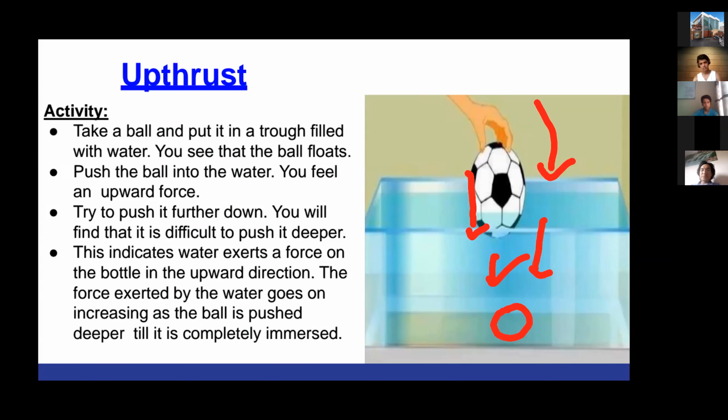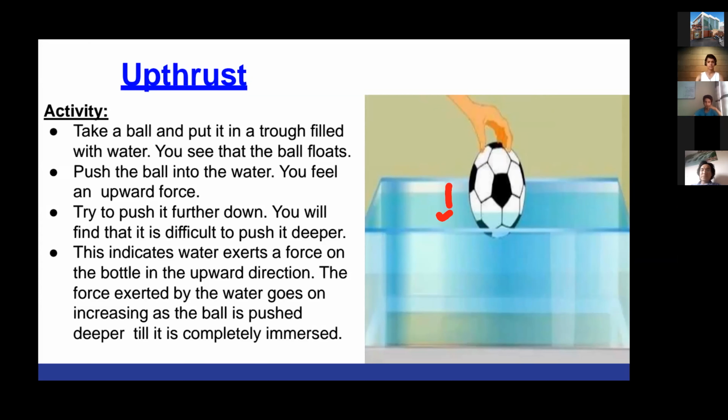Now, thirdly, or finally, just leave the ball. No sooner you leave the ball, again we find that the ball returns to the surface and remains there.